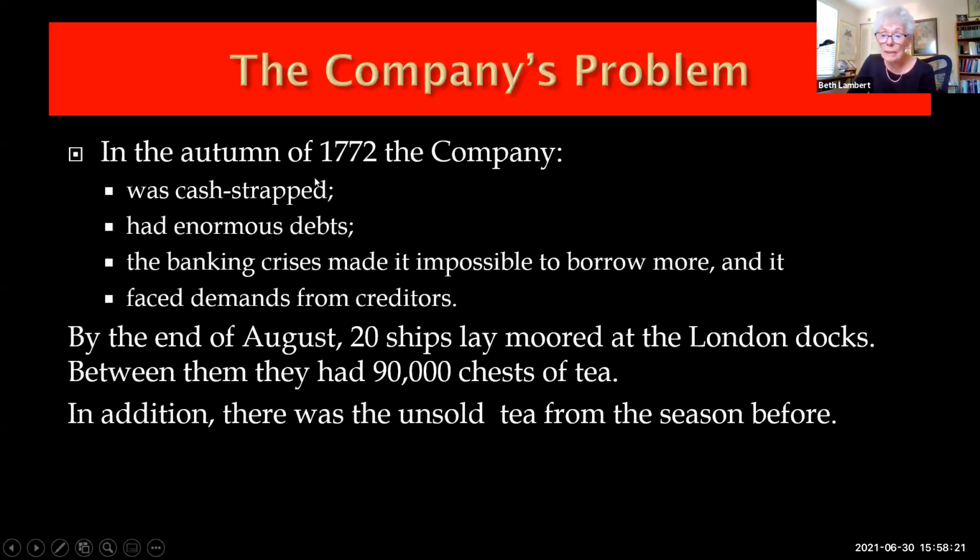The company's problem in 1772 was that it was cash strapped. It had enormous debts, and the banking crisis in England made it impossible to borrow more, and it faced demands from its creditors. By the end of August, 20 ships lay moored at the London docks, and between them they had 90,000 chests of tea. In addition, there was unsold tea from the season before. So you can see that England felt as though it had to get rid of this tea.